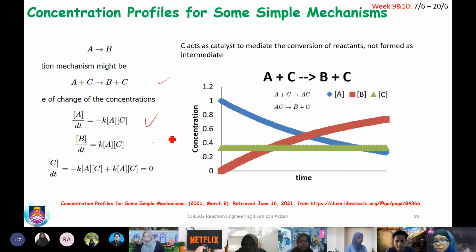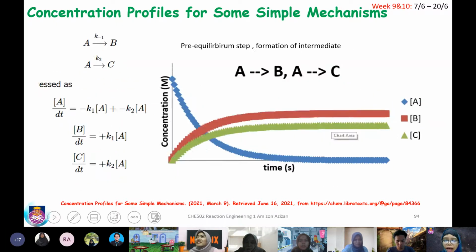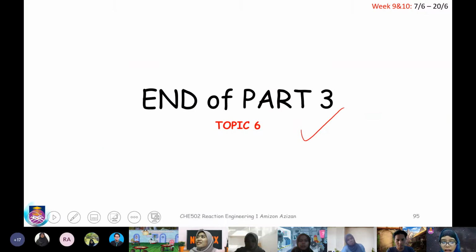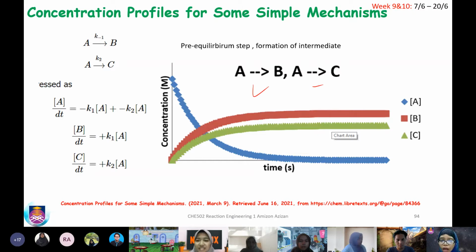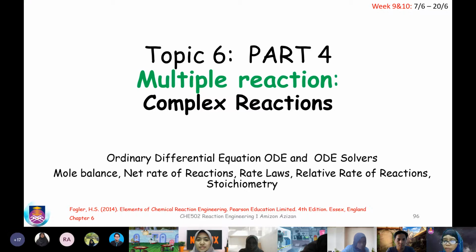And if you still have questions in writing the proper equations for the respective concentration equation, if you still have that problem, then you can message me personally, until the last equation, with the parallel reaction of A producing B, then A also producing C. So now we are going to enter the last part of topic 6.